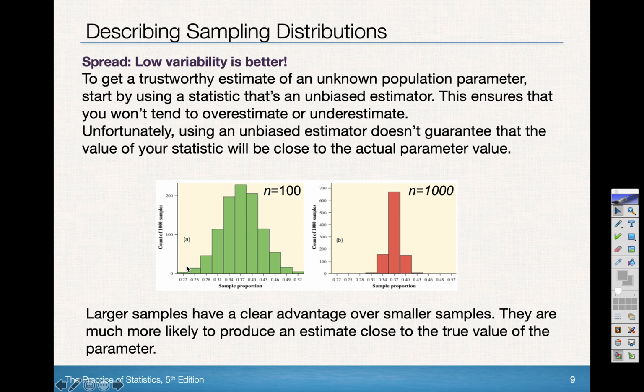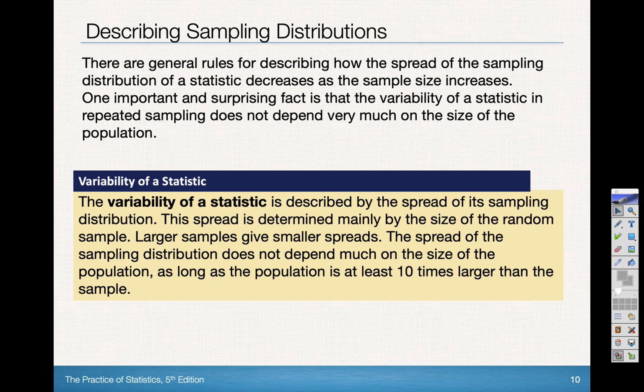So larger samples have a clear advantage over smaller samples. They're more likely to produce an estimate closer to the true value of the actual parameter, because our goal in data analysis is to estimate a parameter. Parameters are usually very difficult to find, so we use sampling and sampling distributions to estimate our actual parameter. Like we said, the variability of a statistic is described by the spread of its sampling distribution. This spread is often determined by the size of the random sample. The larger the sample, the smaller the spread.